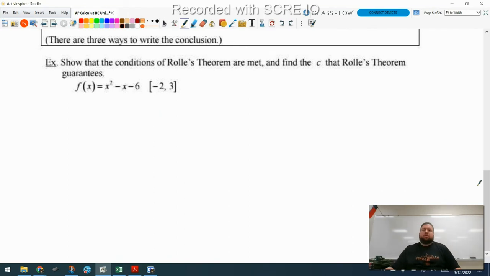All right. Show that the conditions of Rolle's theorem are met and find the C that Rolle's theorem guarantees. So this problem does specifically mention Rolle's theorem, so we are going to solve it as a Rolle's theorem problem. Although I've never seen a question on the AP exam that mentions Rolle's theorem by name. It will usually say, must there exist a value, something like that. And then you get to pick what theorem you want to do.